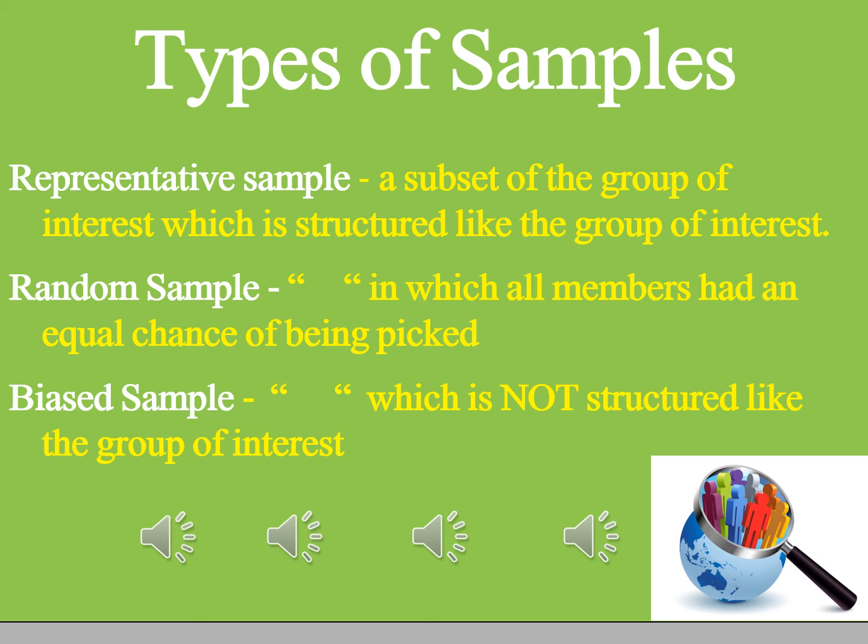So as you can see, we'll start our definition the same way, a subset of the group of interest, or if you prefer, a subset of the population in which all members had an equal chance of being picked. And doesn't random mean equal chance? Think of some phrases, if you will, that have random in them.